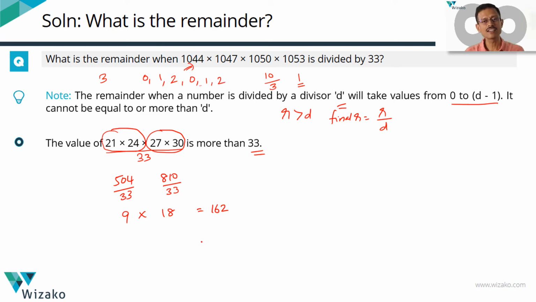We will repeat this process till such time we find a value which is less than 33. So I'm going to divide this 162 by 33. 33 into 4 is 132. So the final remainder is going to be equal to 30. So when you find a value of R that's greater than D, keep dividing it by the divisor till you can find a value which is less than the divisor. That's the primary idea.